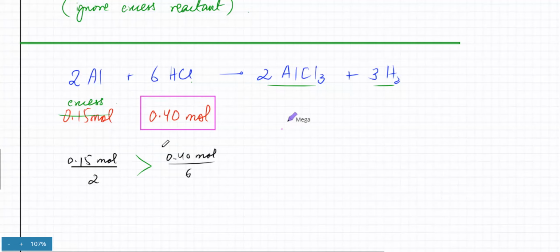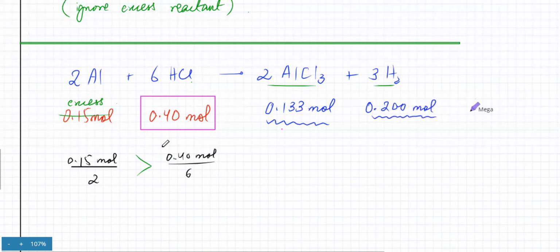So for AlCl3, you're going to get 0.13 recurring moles. How much? 0.13 recurring. So it's 0.133. What about H2? 0.2, so it's going to be 0.200 moles. Yep. So both of these are your moles.